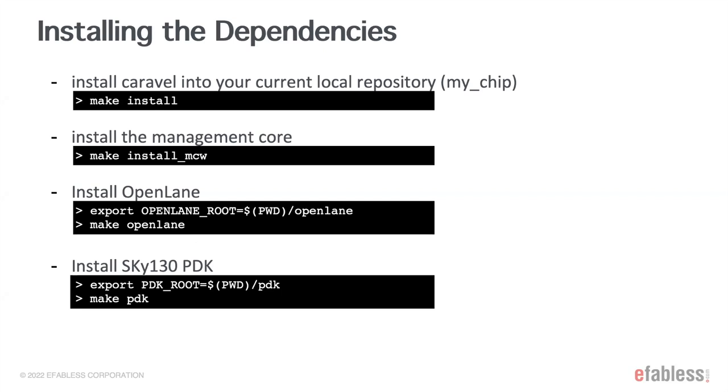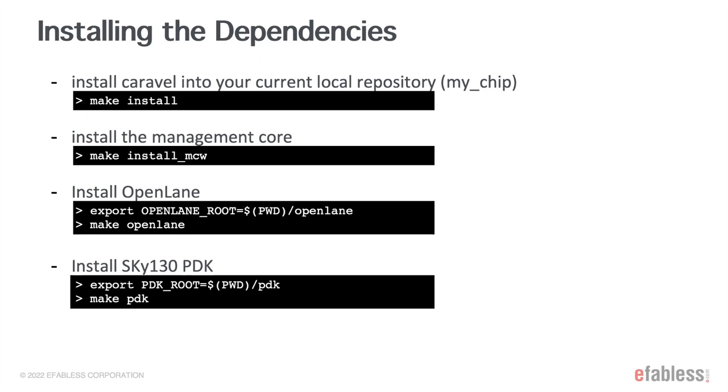You can use the make target openlane, but before doing that, you need to define an environment variable, which is OPENLANE_ROOT. For example, if you want to have OpenLane installed inside this repo under the openlane subfolder, you can do something like this, and then you run the target make openlane, and this installs OpenLane. You can do the same for the Sky130 PDK. You need to set the PDK_ROOT. You can do the same, maybe under a pdk subfolder, and then make pdk, and this will install the PDK.